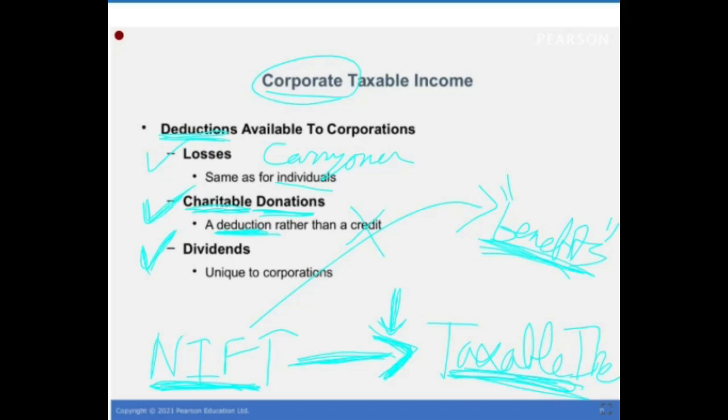These 3 are the big 3 items we're going to deduct to get from net income for tax to taxable income, which of course is the one we're going to multiply by our tax rates. And we'll learn how those rates work. It's not a big bracketed system quite like personal tax. It's a little different. So we're going to look at that.